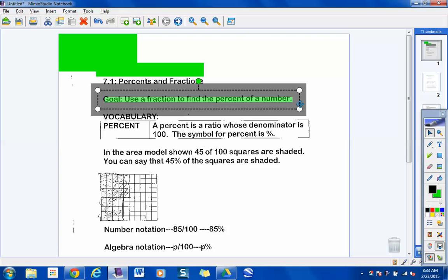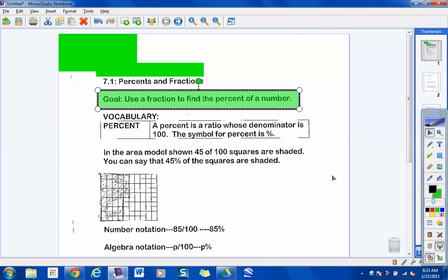Somebody's been messing with my. That looks a little better, doesn't it?